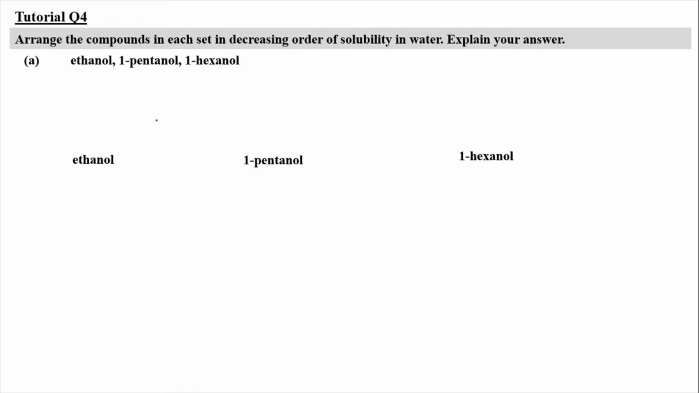So let us draw the ethanol first. So ethanol is going to have a 2 carbon chain attached with 1 OH group. Pentanol is going to have a 5 carbon chain and carbon number 1 is going to be attached with 1 OH group. Okay, 1, 2, 3, 4, 5, OH group.